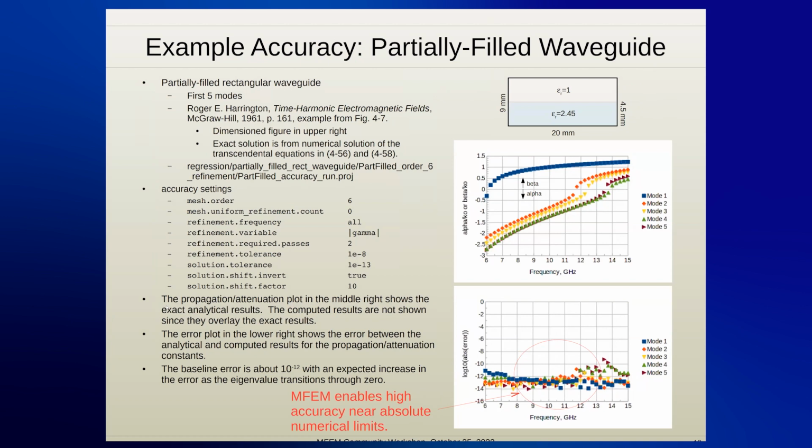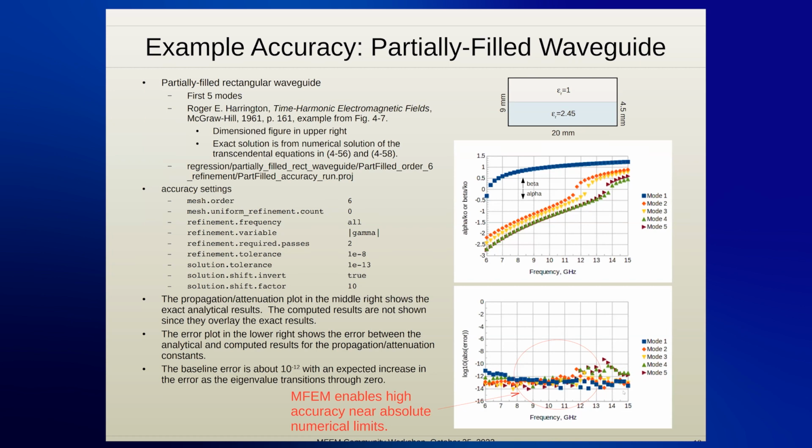This is one of the examples from an accuracy check. This is the partially filled rectangular waveguide. The advantage for that is there's an analytical solution where you just need to solve a transcendental equation. And what you can see in the lower right-hand plot is that, even though small errors produce relatively large relative errors, the error is falling at a little better than 10 to the minus 12th.